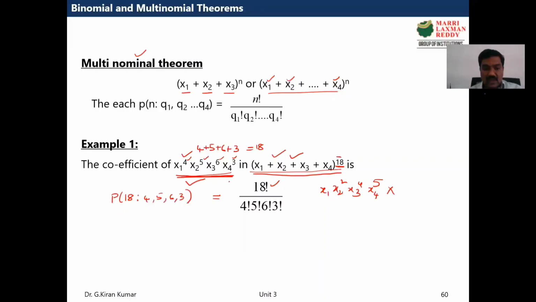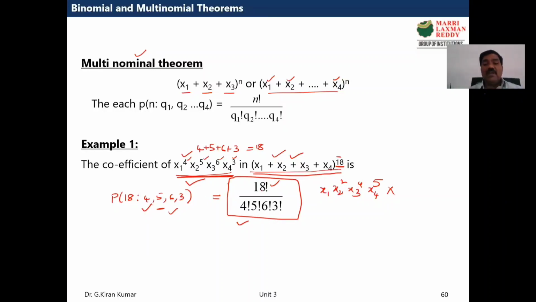Now onwards, instead of writing this expression, we can write it like this also. These two are the same. So the value of this is this. These two expressions are the same. This is nothing but 18 factorial by 4 factorial into 5 factorial into 6 factorial into 3 factorial.